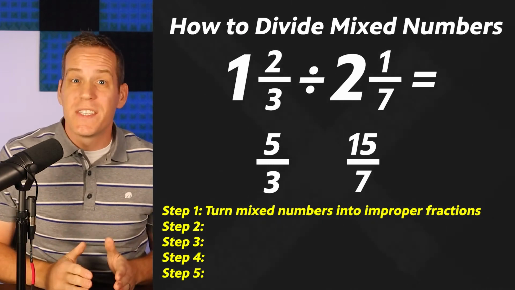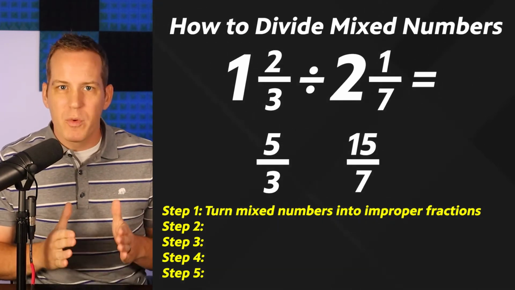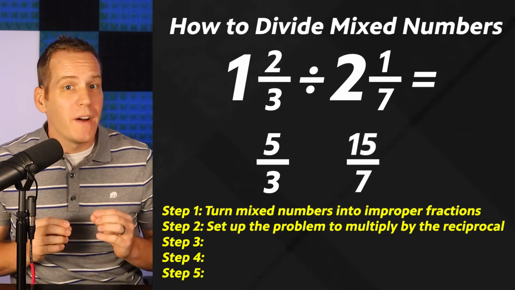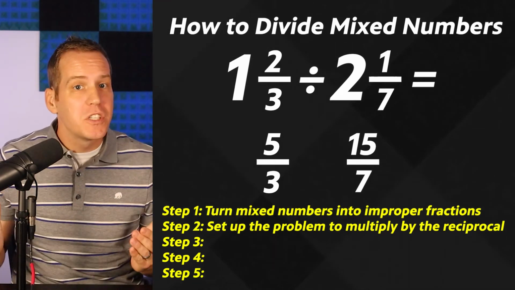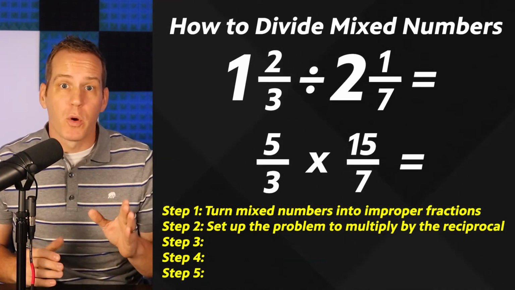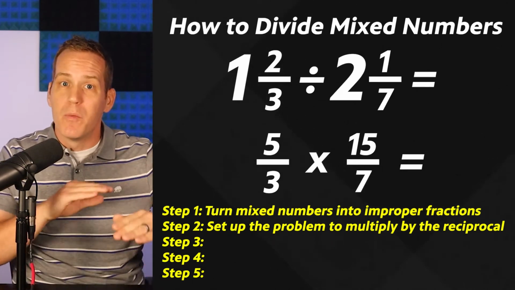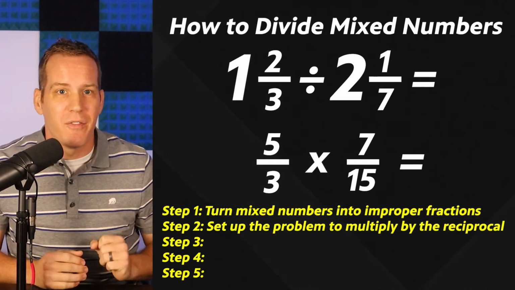Step 2 is to set up the problem to multiply by the reciprocal. Remember that when dividing fractions, you can actually multiply by the reciprocal. That means we're keeping the first fraction the same, but we're flipping the numbers around for the second fraction.